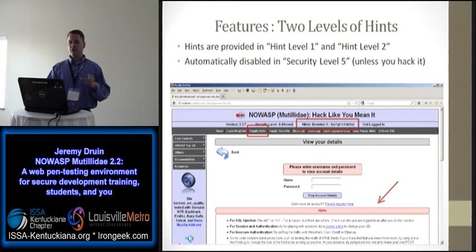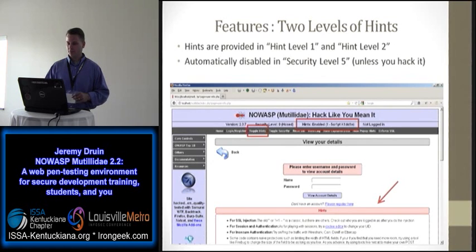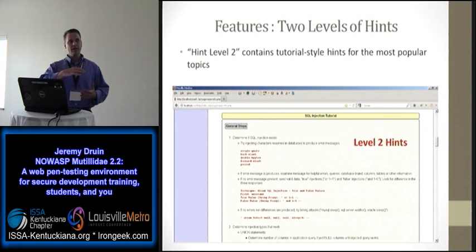These are disabled in security level 5, but true to form, there's a way to hack the security disabling to get the hints to turn back on even in level 5. There's a second level of hints that are accompanied with a yellow bar, and these are more like tutorials, or they might even provide the answer and just have you copy and paste it. So the level 2 hints are basically going to explain step by step what you need to do to pull off the exploit on the page.